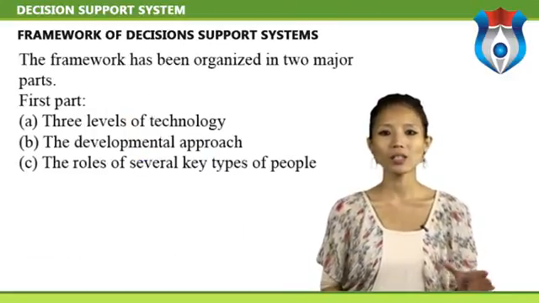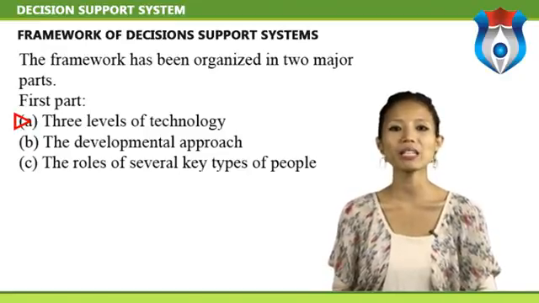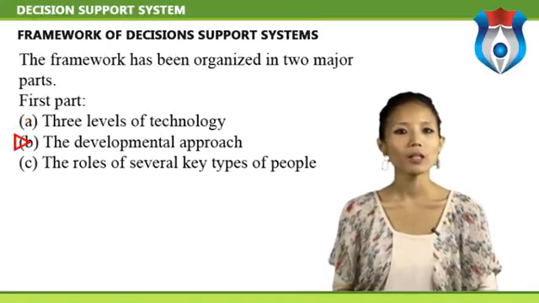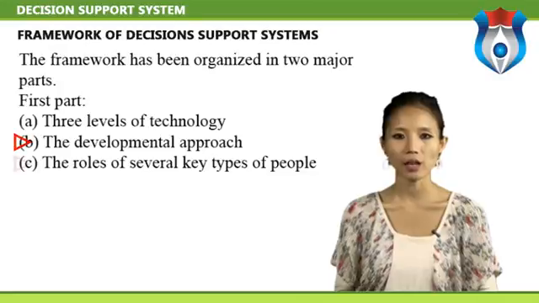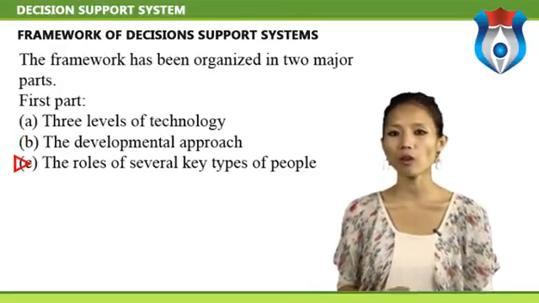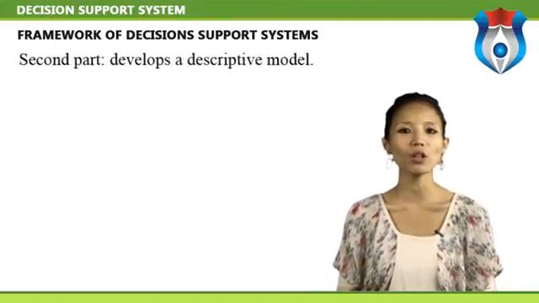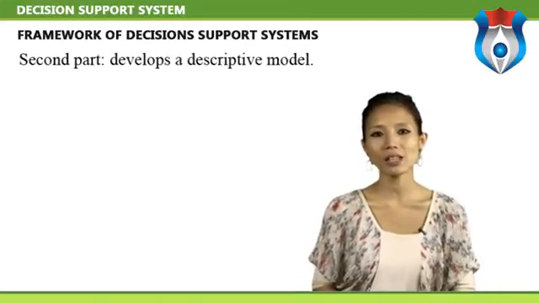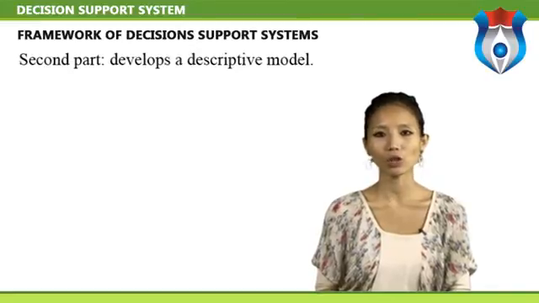The first part considers 3 levels of technology, all of which have been designated as a DSS with considerable confusion, the developmental approach that is evolving for the creation of a DSS, and the roles of several key types of people in the building and use of a DSS. The second part of the framework develops a descriptive model to assess the performance objectives and the capabilities of DSS as viewed by 3 of the major stakeholders in the continued development and use.